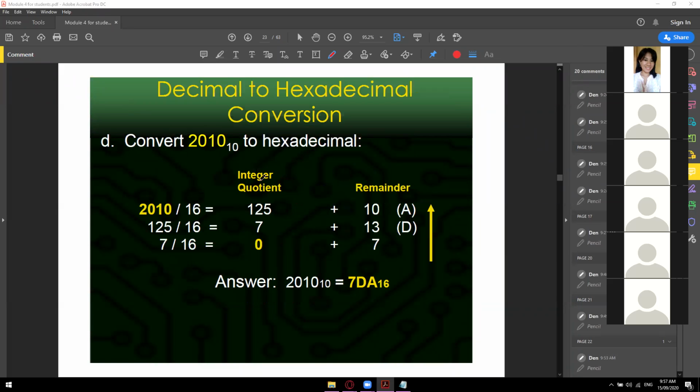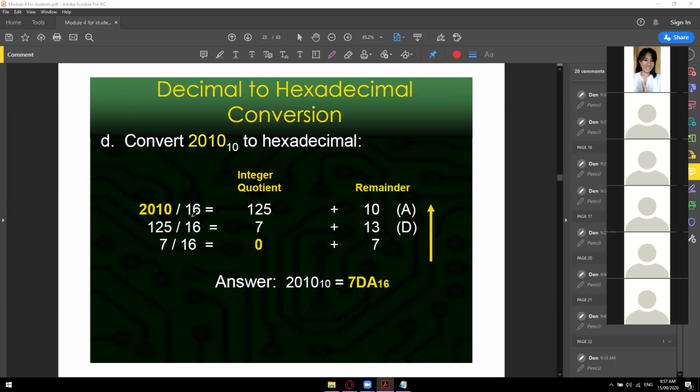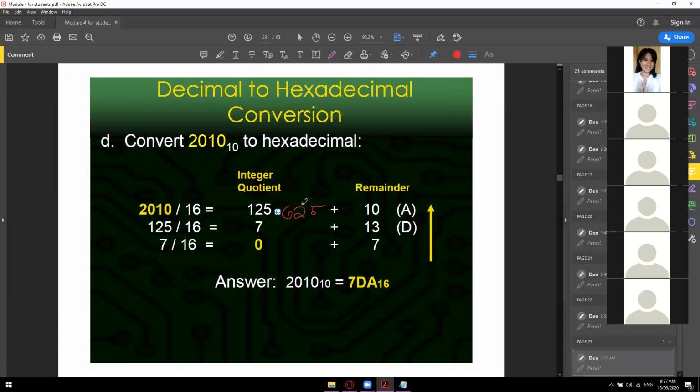So, convert 2010 to hexadecimal. Kung kanina, octal, yung dividend natin is 8. Ngayon naman, yung dividend natin is 16. Okay? So, same process. 2010 divided by 16, and then you will get 125.625. So, yung nakuha natin dito is 0.625. So, 0.625 times 16 is 10. So, yung remainder natin is 10.